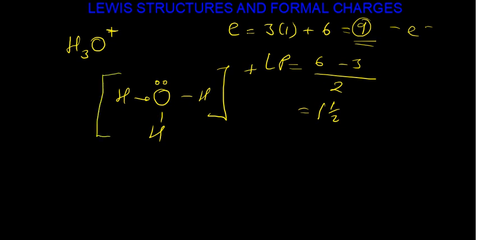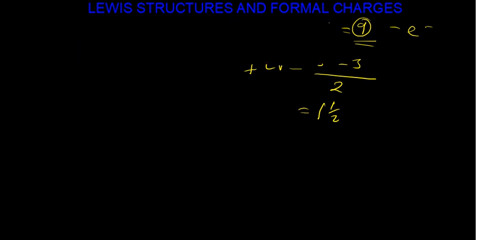Okay, so we can look at another compound. So we apply the concept of formal charge. So if we are asked to write the Lewis structure for sulfur dioxide, so first let's find the valence electrons.